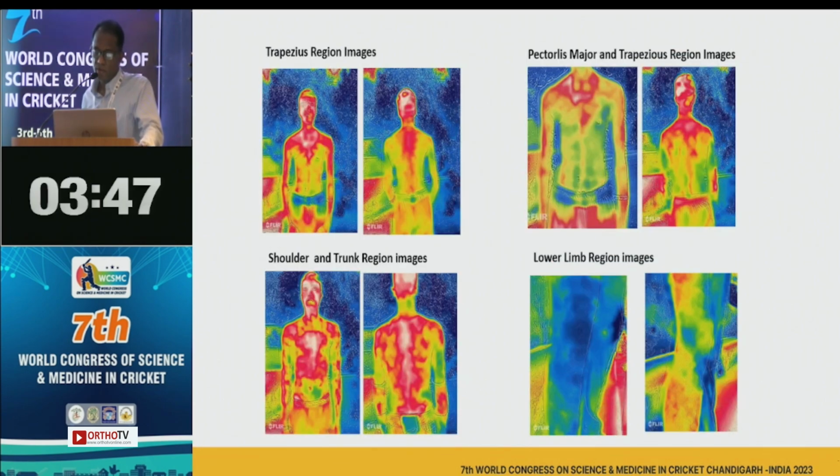These are some of the additional pictures. You can see some trapezius region images, how they appear, and also the pectoralis region images, shoulder and trunk, and also the gastrocnemius muscle area. Actually, we performed ultrasound imaging of this particular player. He showed a Pedrick classification type 2 lesion of the medial gastrocnemius.